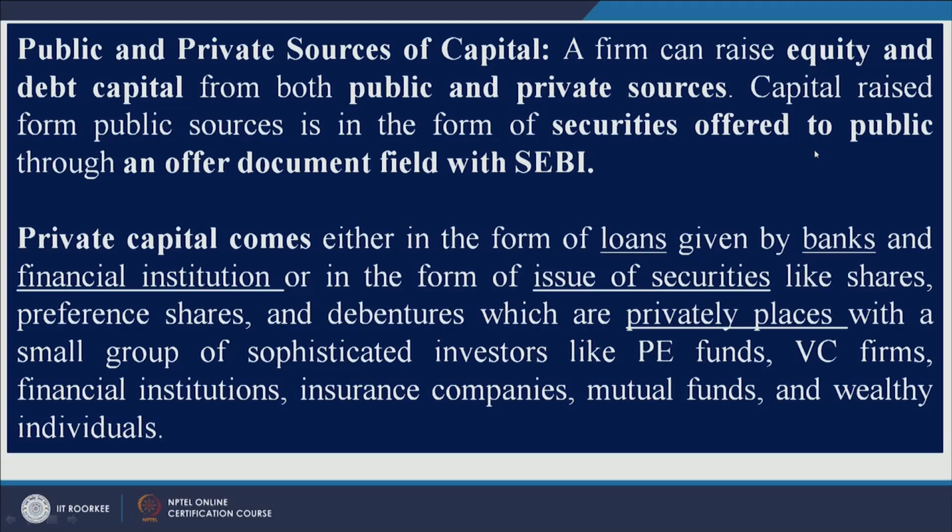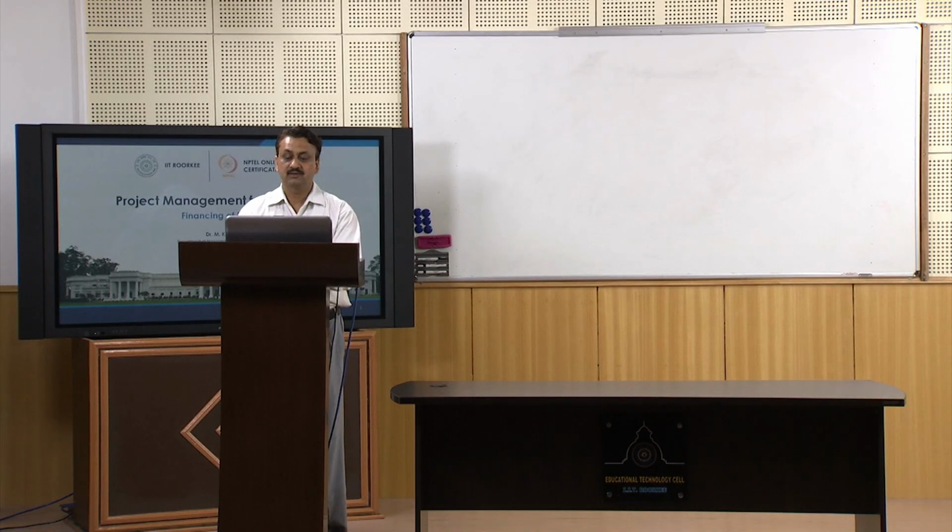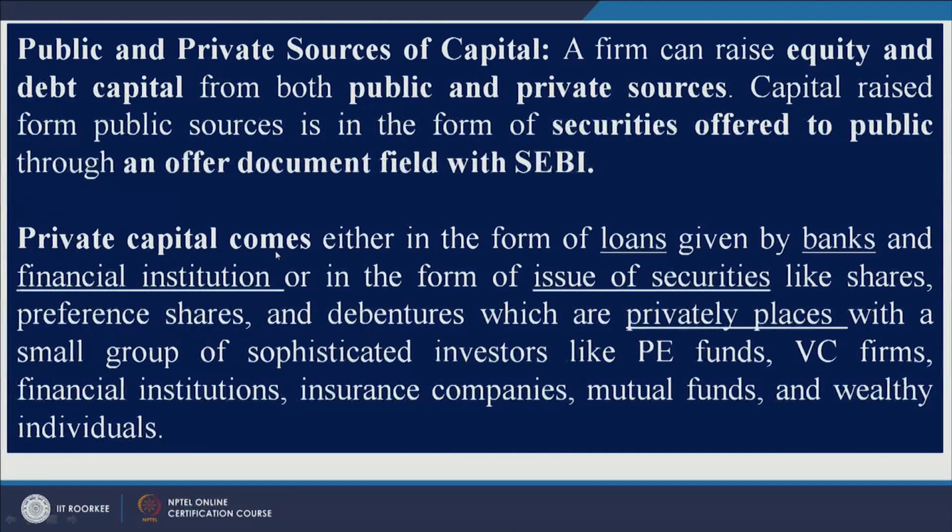So, as I said, you have two sources, equity and debt. From where would you be arranging these two funds? Either you can go for a public source or a private source, right. If you are raising capital from a public source, it is in the form of security offered to the public through an offer document filed with SEBI, right. If you are going for private capital, it may come from, let us say, a bank or insurance company, or a venture capitalist, isn't it. So, there are several other options available when you go for a private capital source, right.